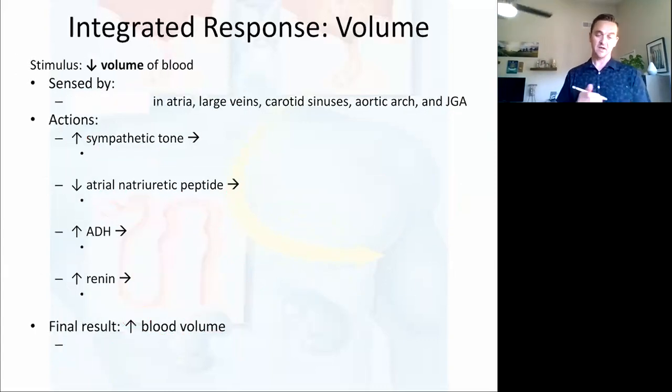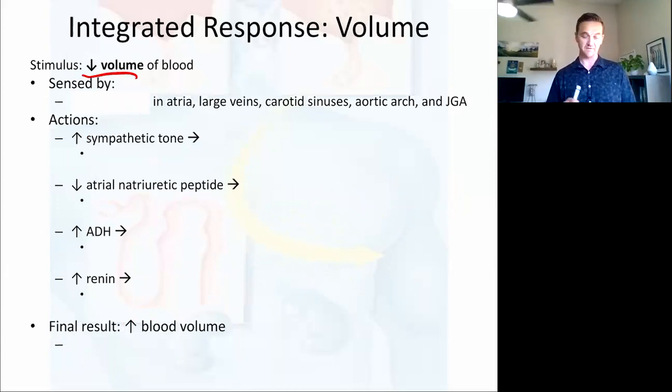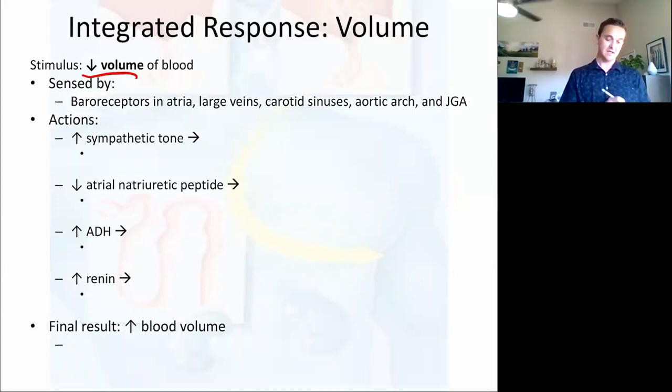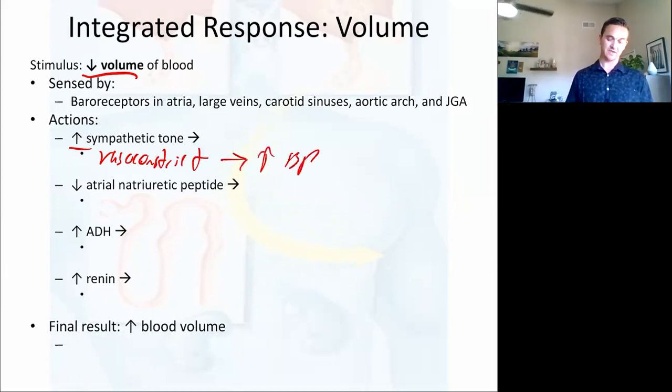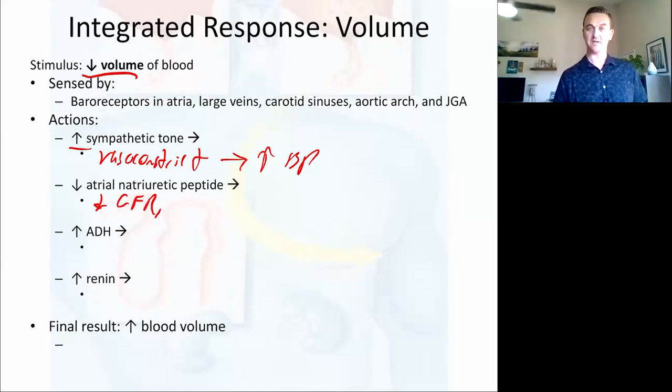Okay, so then the last one, what about if we have too low of blood volume, okay, sensed by the same places? Instead, we increase sympathetic tone, so we vasoconstrict. That's going to increase our blood pressure, right? So we decrease atrial natriuretic peptide. So all we do on that one is we just do the opposite. We don't block ADH, we don't block renin, okay? We decrease GFR, okay? And then I won't write all those other ones, but we don't block ADH, don't block renin, don't block aldosterone.